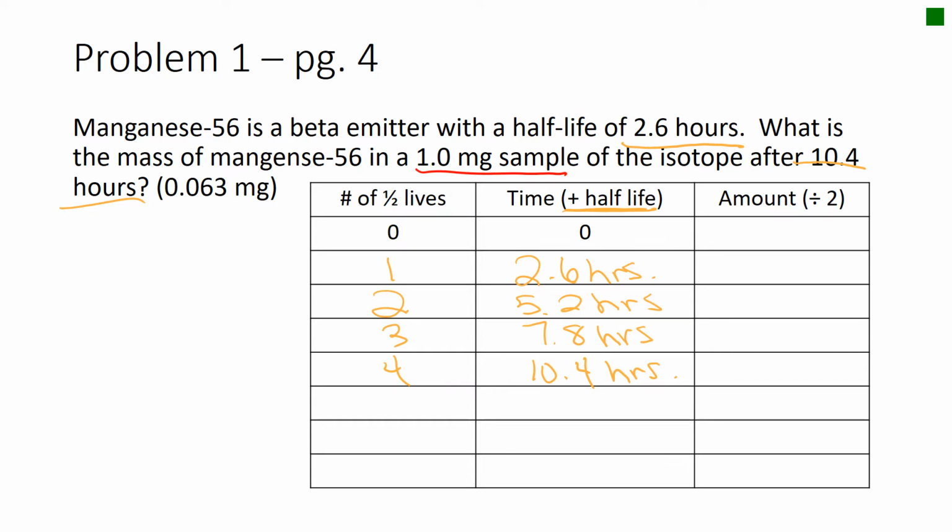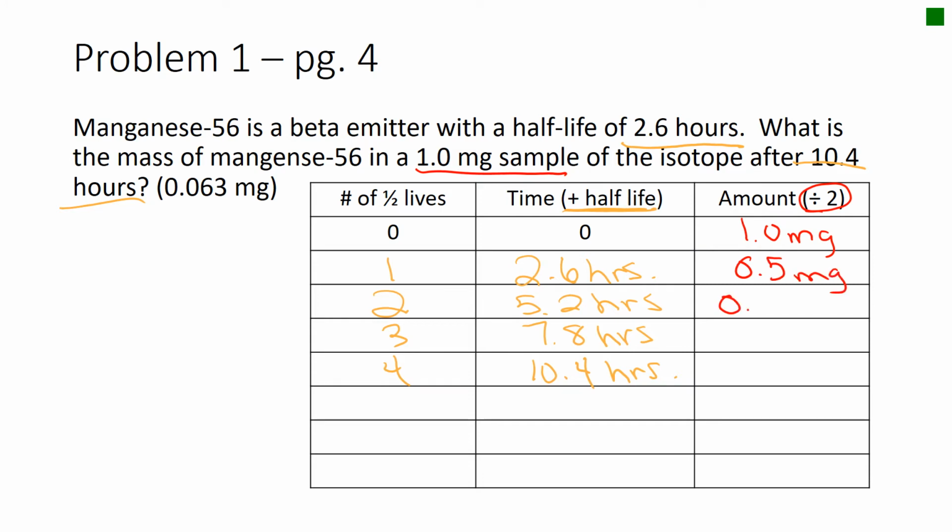Now, all I have to do is fill in what is the mass. I'm asking for the amount of magnesium-56 in a 1 milligram sample. So that's how much I start with. That's going to be my initial. Even before anything started to decay, I had 1 milligram. Then after 1 half-life, which was 2.6 hours, I would have half of it. Notice it says to divide by 2. So that's going to be 0.5 milligrams.